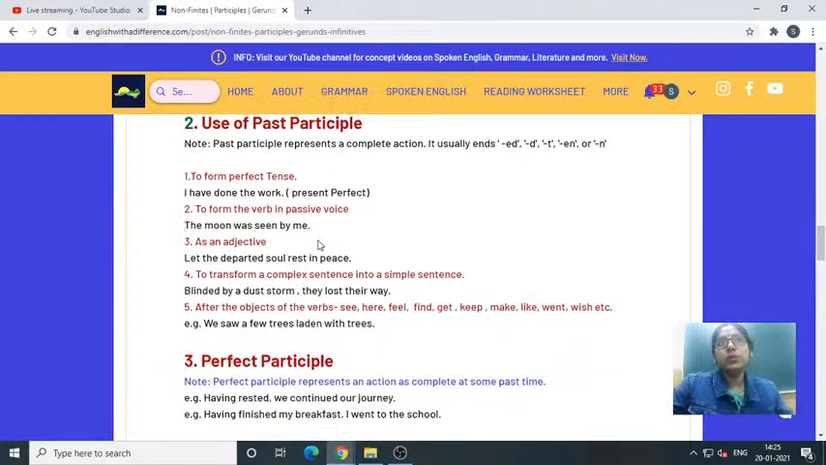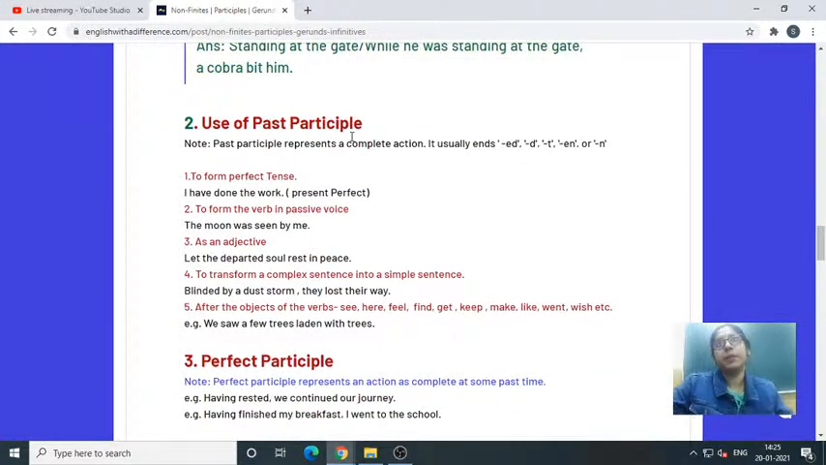So now the next one, you can see, use of past participle. Past participle represents a complete action. Okay, it usually ends in ed, d, t, en or n. When we write the past participle, how do we write it? Yes, like go, went. Sometimes we write feel, felt. Okay, if you say burn, burned.